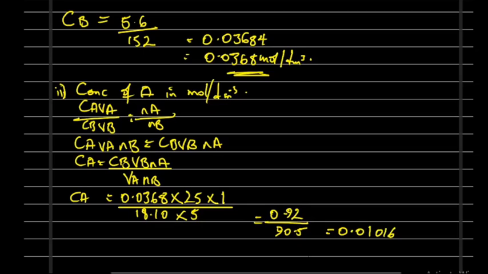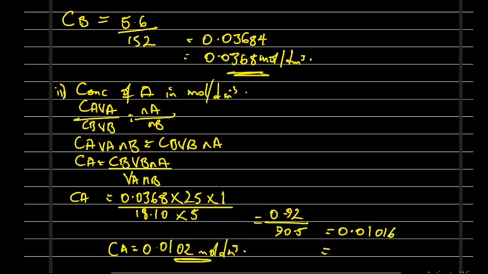And so we have it to three significant figures. It becomes our CA equals 0.0102 moles per dm cube. That is the concentration of our acid in moles per dm cube.